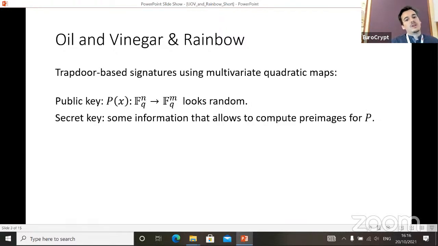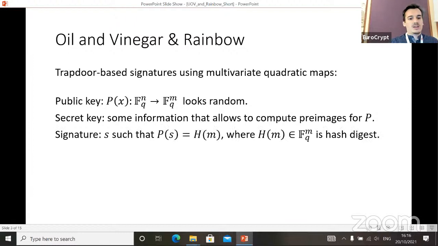But the map is actually not random. There is some secret information, and if you know this information, then you can efficiently sample pre-images. A signature is then just an input S such that P of S is the hash of your message, where you use some hash function that outputs elements in the codomain of your function. The only thing you need to know to understand Oil and Vinegar and Rainbow is how these trapdoors work.